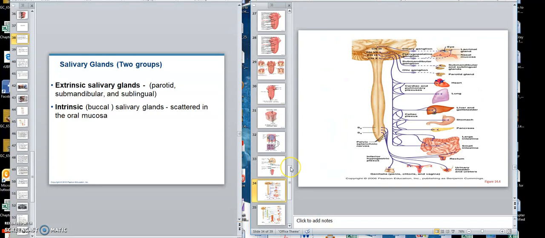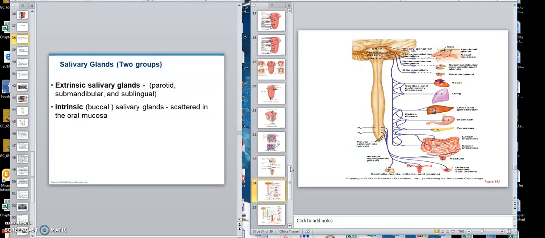So in surgery, when we get ready to do general surgery, we're going to put you to sleep. We don't want you to aspirate your secretions, your salivary secretions. So we'll give you an anticholinergic like atropine. Atropine would dry up the secretions.